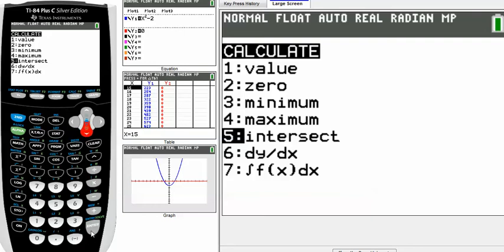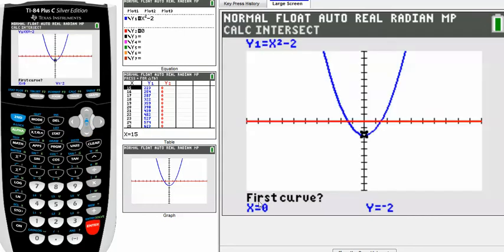I hit enter, and you'll notice the first thing it says is first curve. In other words, it wants to know which graph I'm referring to. It might seem weird, but we have two graphs on here, so they just call them all curves. I'm going to pick the first one, which is already selected, the blue one. I hit enter. The second curve is already highlighted, the red one, and that's what I want. So now it's picked both graphs.